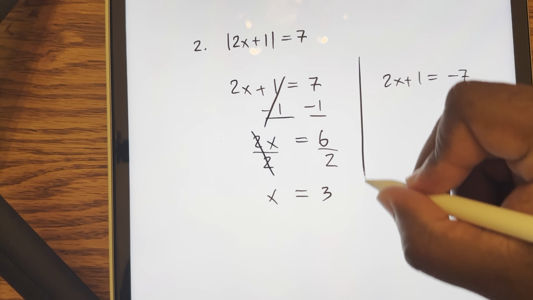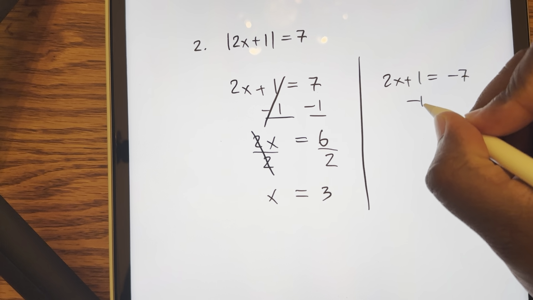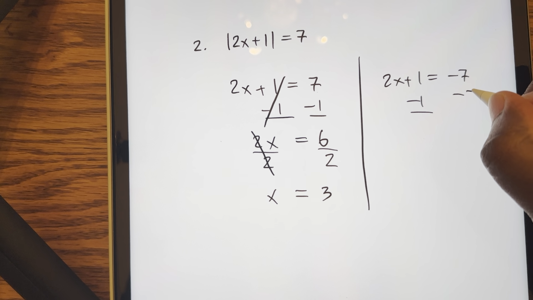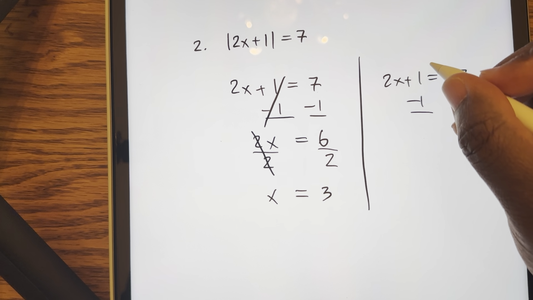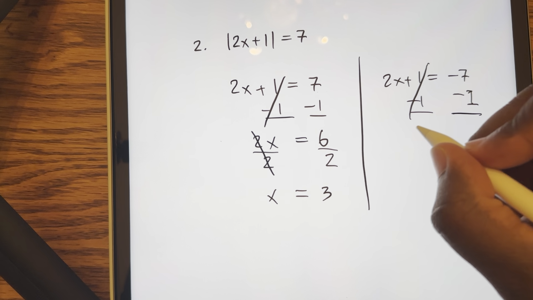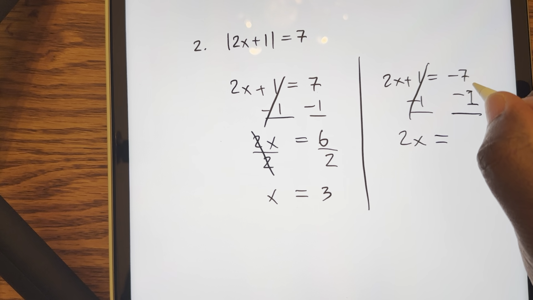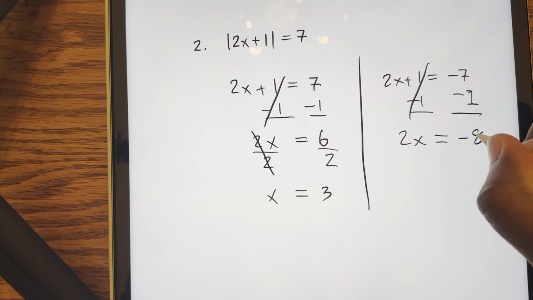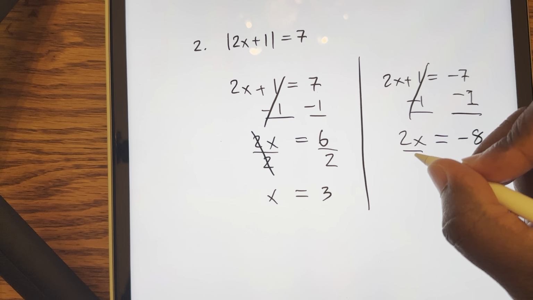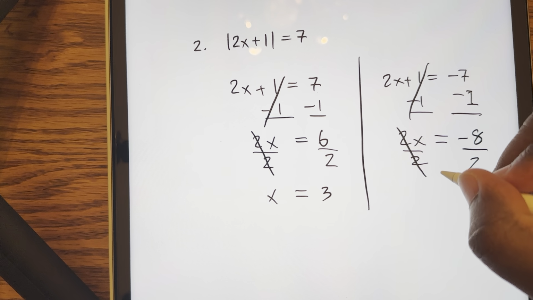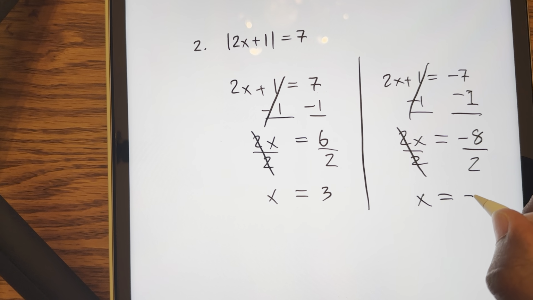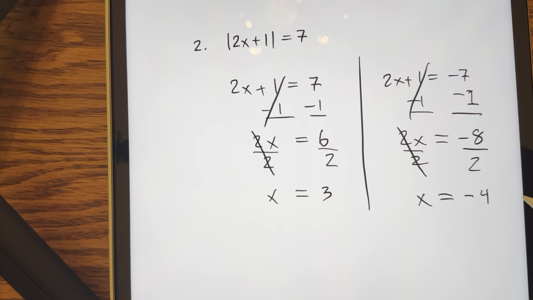On this side here, we have the same setup, but a negative 7. Let's subtract 1 from both sides. You're left with 2x is equal to, well, you have a negative 7 and a negative 1, so that's going to be a negative 8. And you divide both sides by 2. That leaves us with x is equal to negative 4.